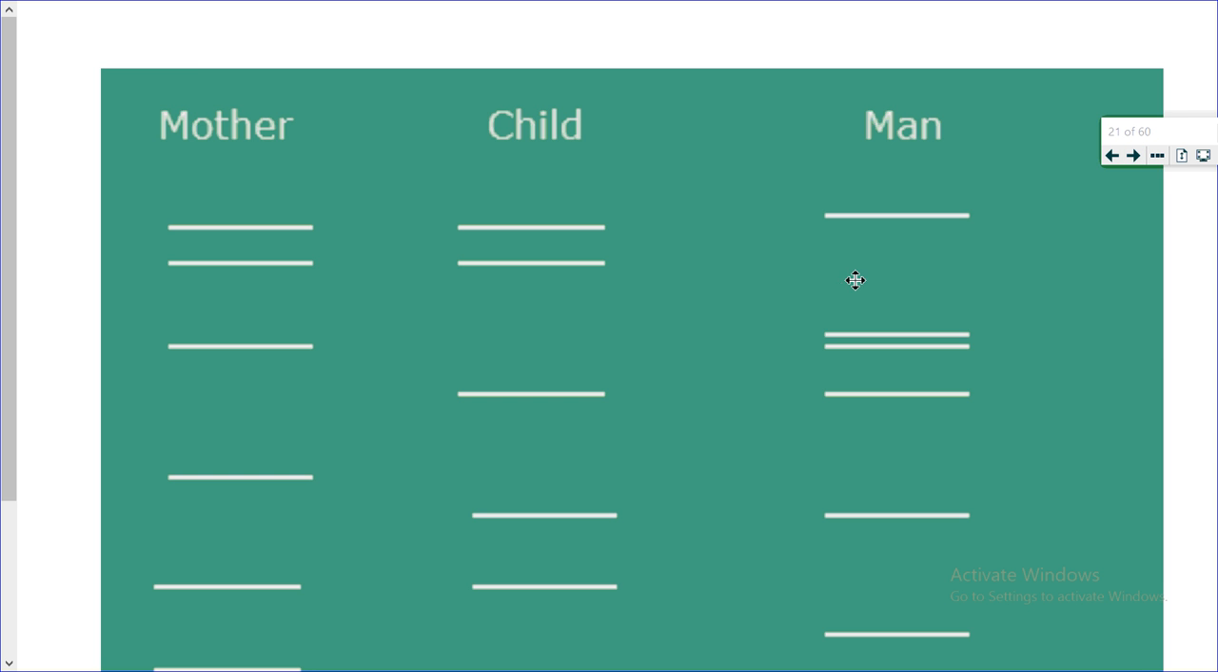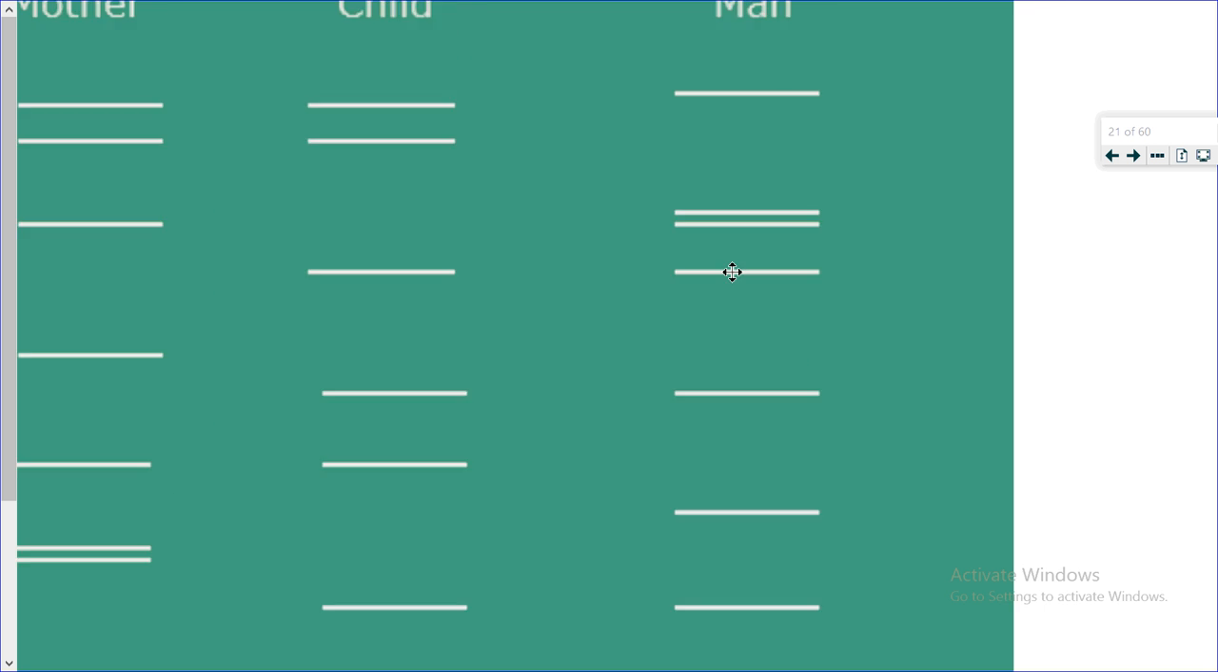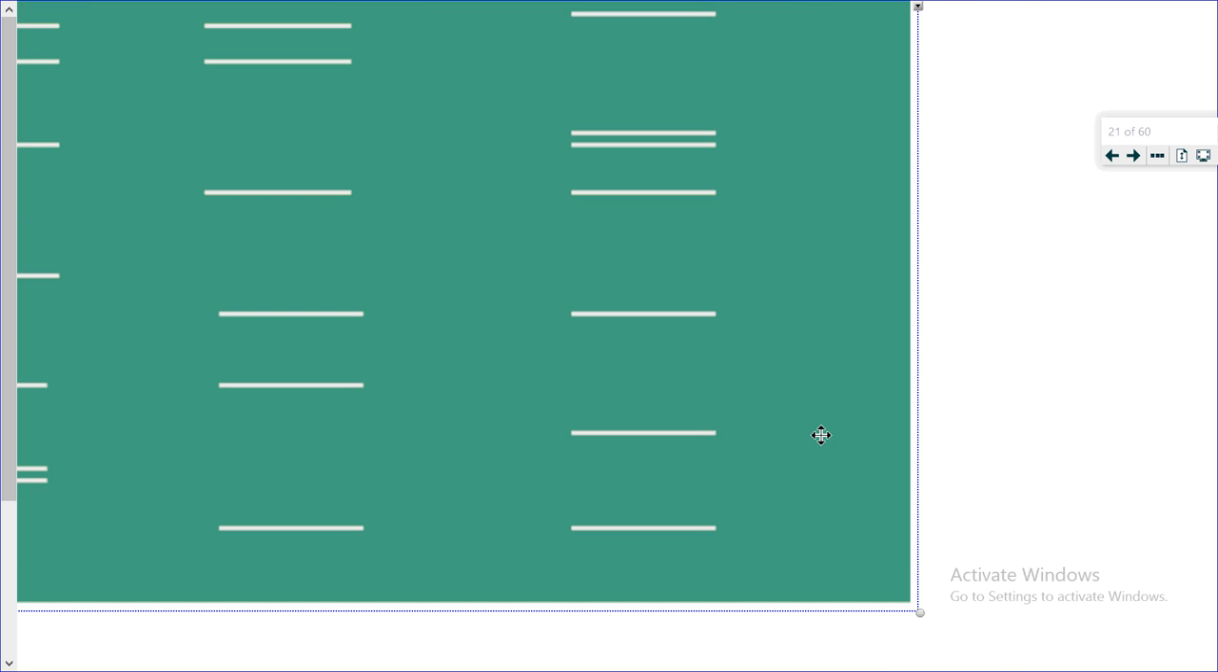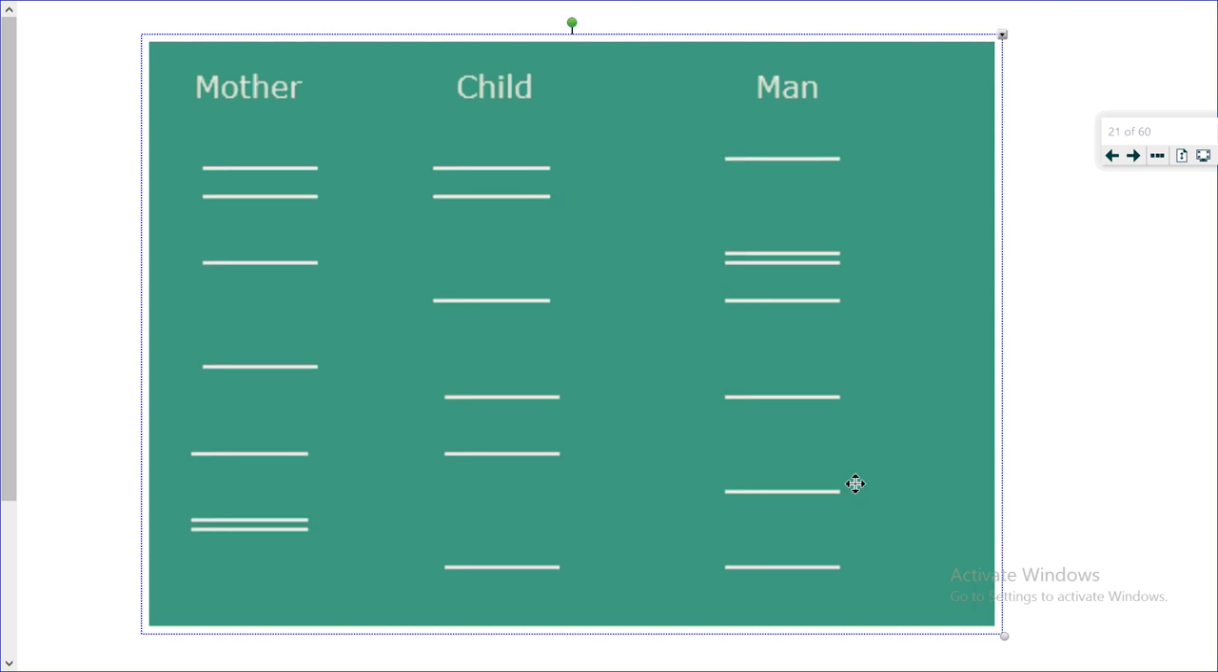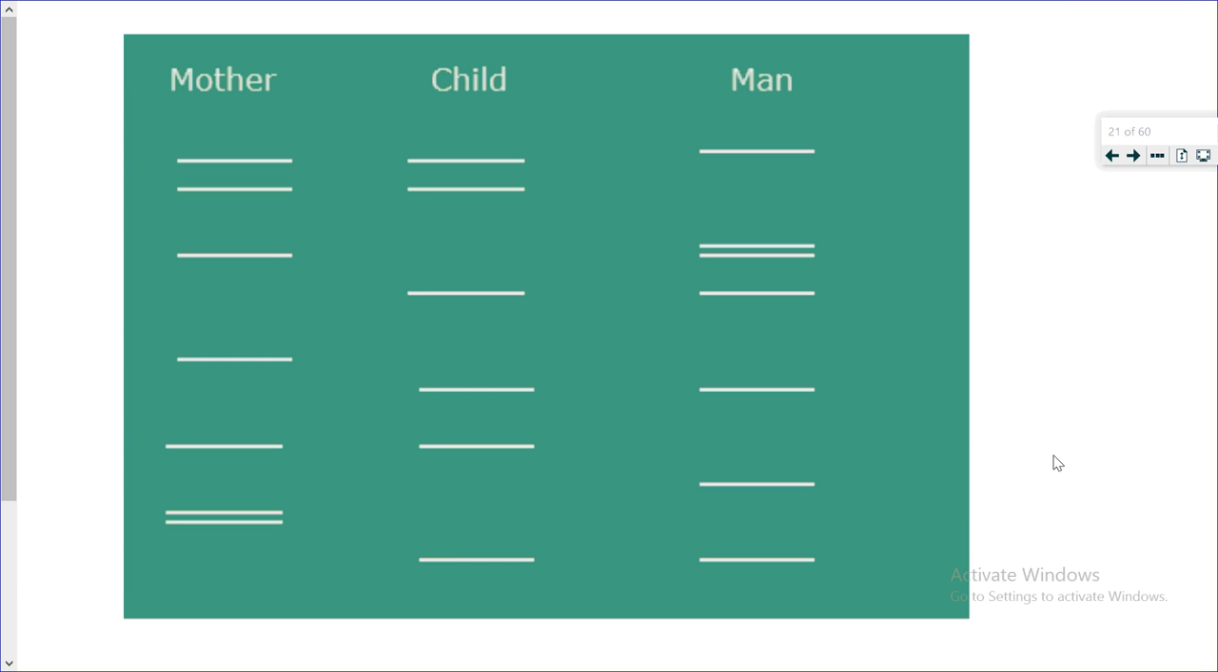Now, a mom takes a former boyfriend on Maury, and they ask, are you the father? Put your fist up if you say yes. Two fingers like this if you say no. This is yes in sign language. This is no.